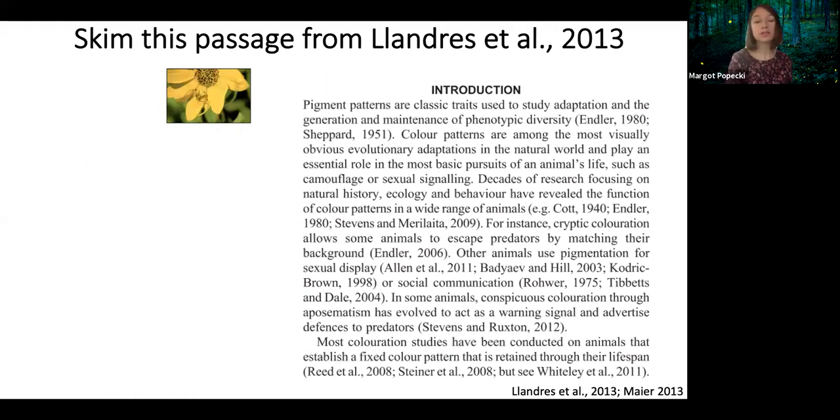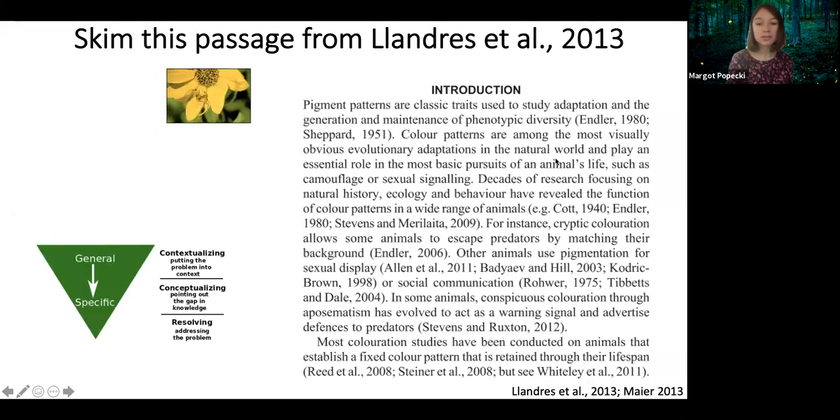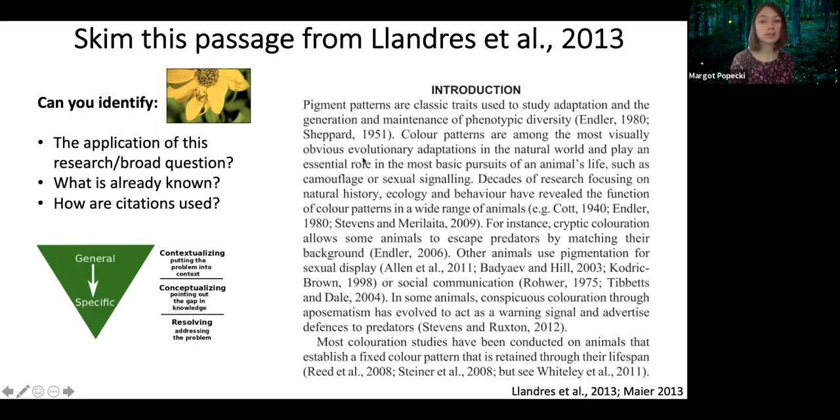So we'll do another activity. This is the same excerpt you read earlier, the introduction section, or part of the introduction section from Landris et al., 2013. So again, I'll give you a few minutes to skim it. So I want you to consider, based on this information that's presented in this excerpt, where it may fit into the pyramid here. I also want you to, as you read, consider, what is the application of this research to the broader question? Can you find that? And also, what is already known? And also, how are citations used? All right, so you can pause.